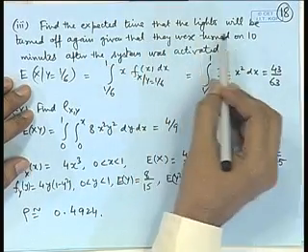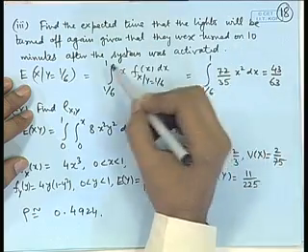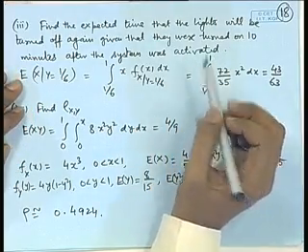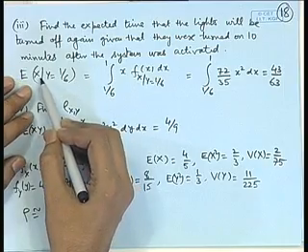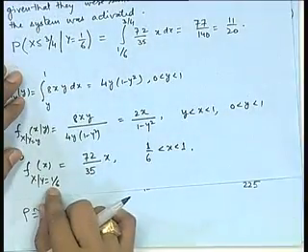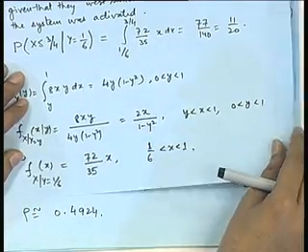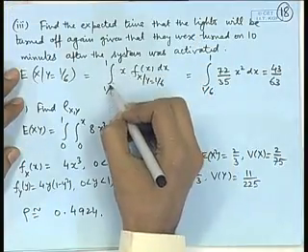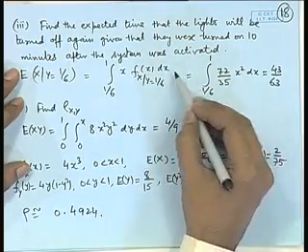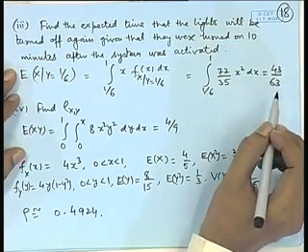Find the expected time that the lights will be turned off again, given that they were turned on 10 minutes after the system was activated. That means, what is the expected value of the distribution that we obtained just now, given y is equal to 1/6. So, the density is given here over this region. We calculate the expected value as the integral of x times the density from 1/6 to 1 dx, and it is evaluated to be 43/63.